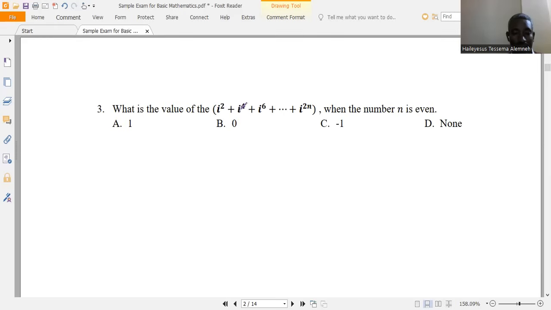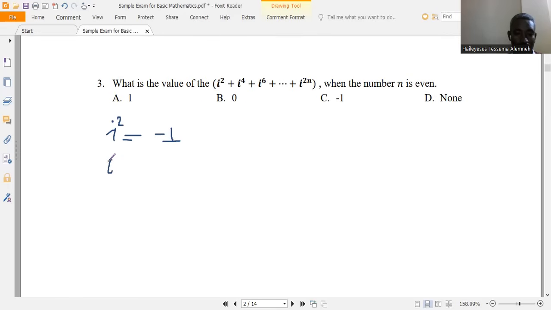So the next one is, what is the value of i squared + i to the power of 4 + i to the power of 6 + ... + i to the power of 2n when n is even? Here the exponents are all even, as you can see. So we have a given sequence, the sum of a sequence of powers of i. So what do we do? What's i squared first? i squared is minus 1, clearly.